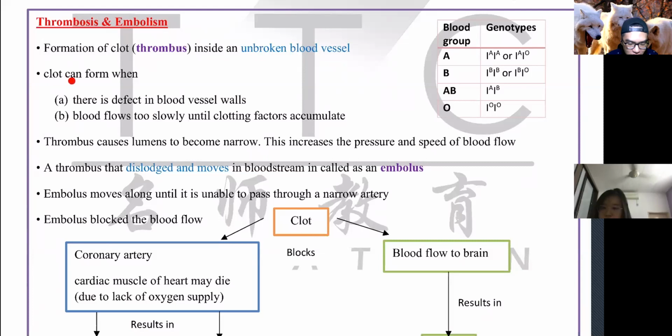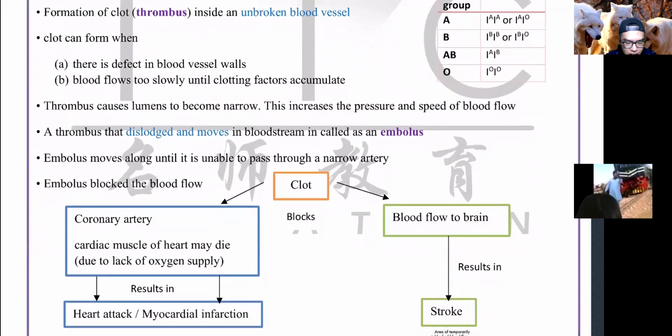So clot can form when there is a defect in the blood vessel wall. Like I said, you have plaque there. Or blood flows too slowly until clotting factors accumulate. This is more rare. And then the thrombus causes the lumen to become narrow. This increases the blood pressure and speed of blood flow. Your heart actually needs to pump faster. It needs to work harder.